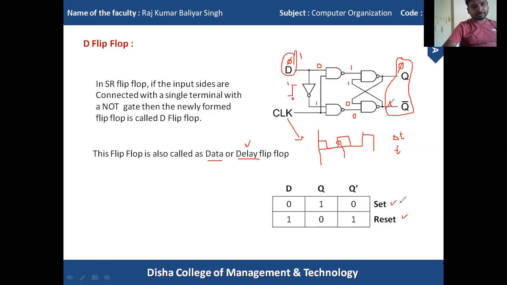We have only two states, one is the set state or reset state, or I can say set condition or reset condition. There is no question about the memory condition or not applicable condition, because we cannot supply 0 0 simultaneously to this gate. This is not possible because of this NAND gate, NOT gate. So you can identify the use of the NOT gate. Due to this NOT gate, we can remove the not applicable condition of SR flip flop. At the same time we also remove the memory state of SR flip flop.